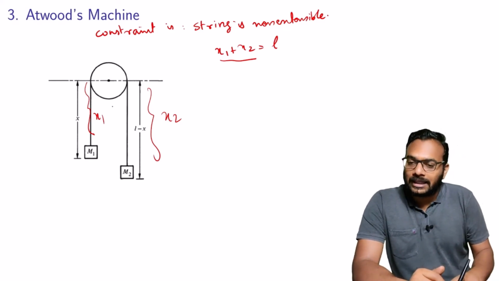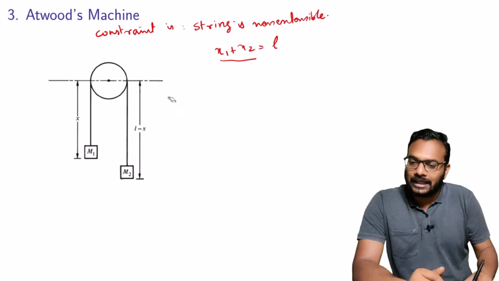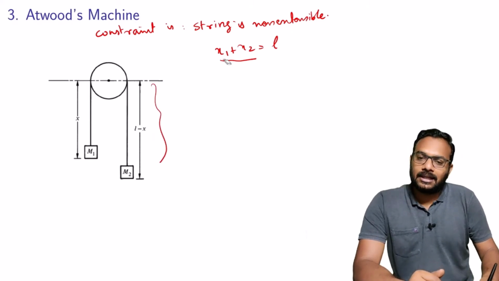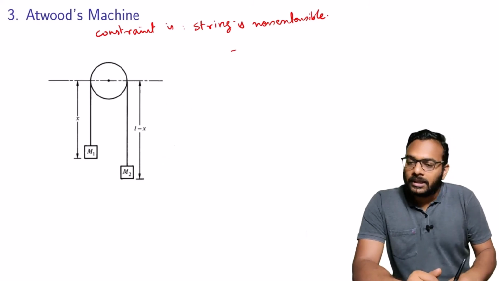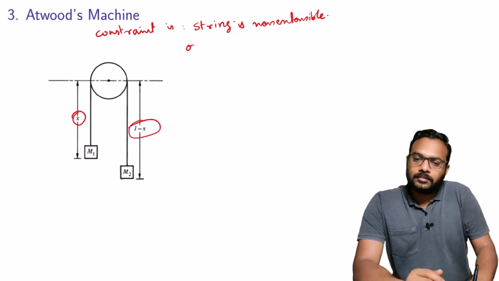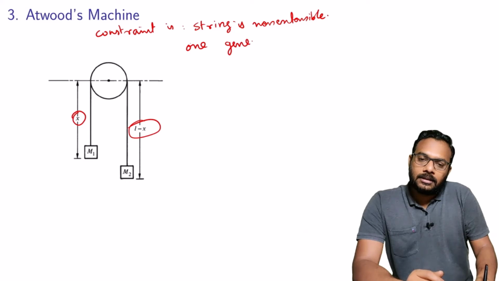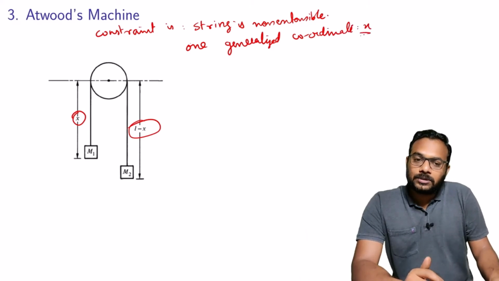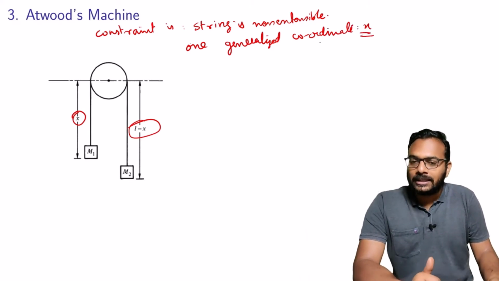We can just use x here, and the other one has to be L minus x. So that's what we have noted here. This distance is x and this has to be L minus x. So there's only one generalized coordinate, and that is x. We have chosen the generalized coordinate.